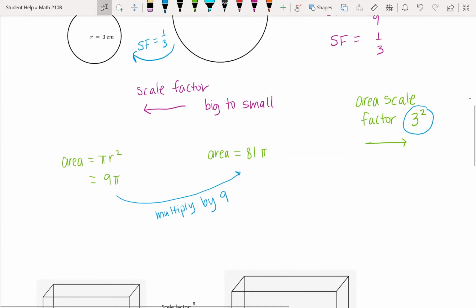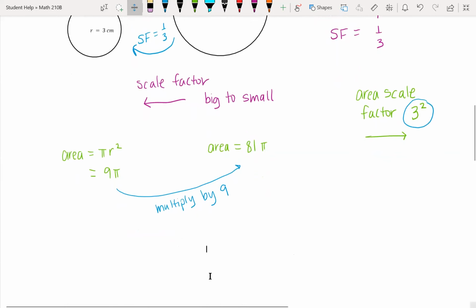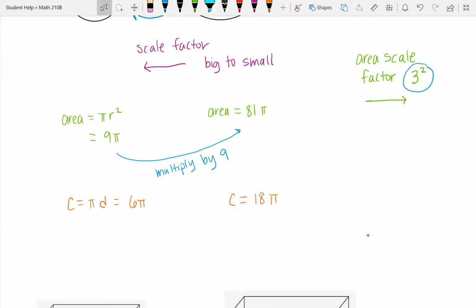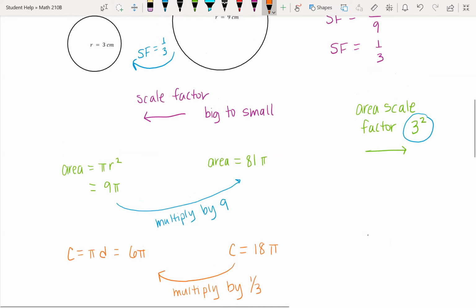What if I were to compare the circumferences? Circumference is a linear measurement, so we believe that it should just be the scale factor. What's the circumference here? The circumference is pi times diameter, or in this case, 6 times pi. The circumference over here is 18 times pi. So if I were to compare the circumference going this direction, I'm going to multiply by 1/3, which is the scale factor going from big to small, right?